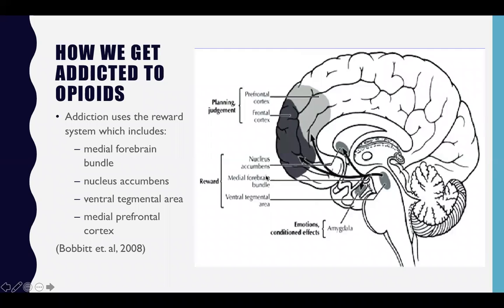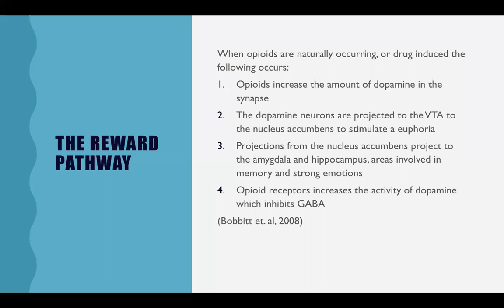First of all, addiction attacks our normal reward system, which includes the following areas: the medial forebrain bundle, the nucleus accumbens, the ventral tegmental area, and the medial prefrontal cortex, which can all be seen in the picture on the right. When opioids are introduced into the system, it increases the amount of dopamine projected from the ventral tegmental area to the nucleus accumbens, and this stimulates a state of euphoria.